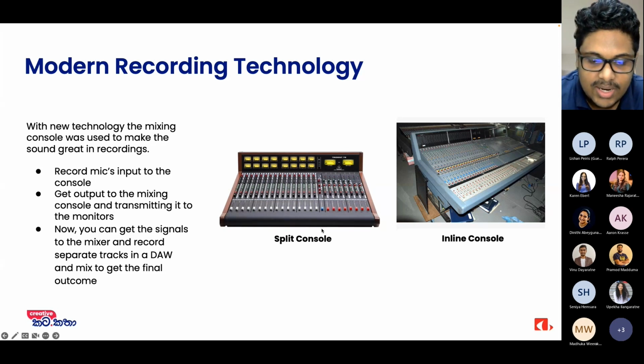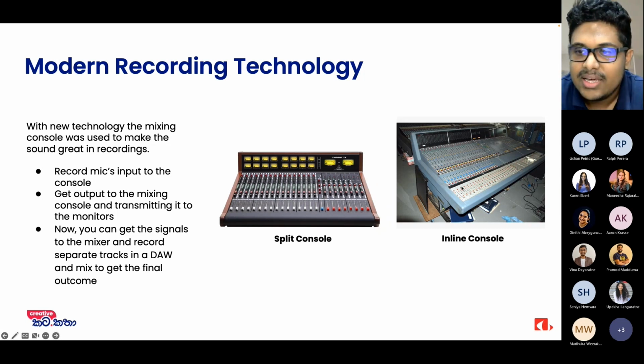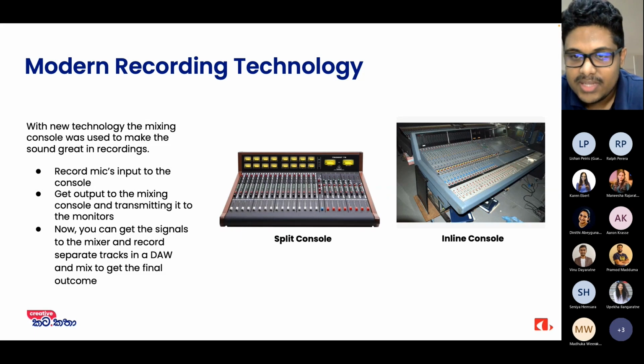You can see the split console has multiple meters and multicolored faders here. The inline console is a bit different from the split console. The main difference is that the split console has two sections that the inline console does not have. We add effects to voices, like echo and reverb, to the audio that we get as inputs. The split console has a different section where we can control these effects that we add to the input.